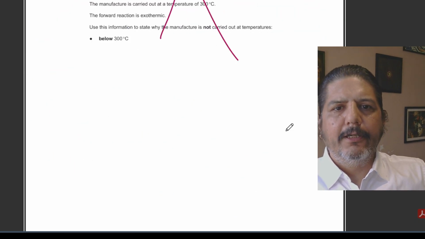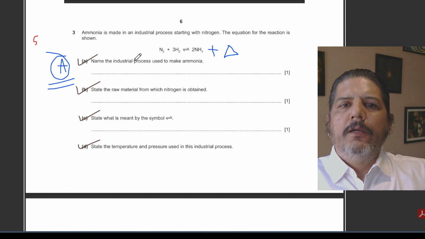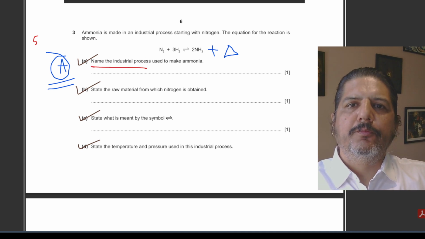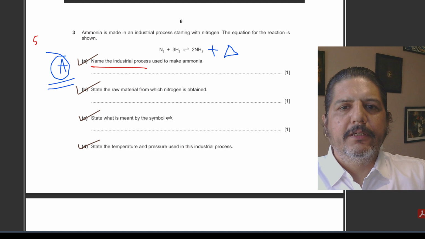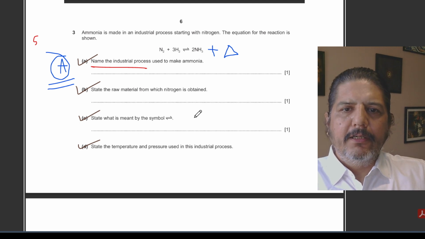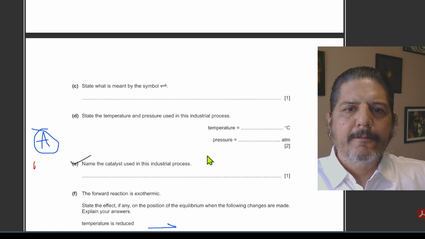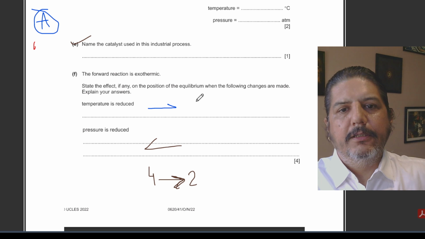Sulfur I've already done. Okay. So ammonia is made again. Name of the industrial process. I have discussed this before. Please remember the names. Haber process, contact process. Please remember the names. Raw material done. This is reversible reaction. Temperature, pressure done. Okay. Catalyst used. Done.